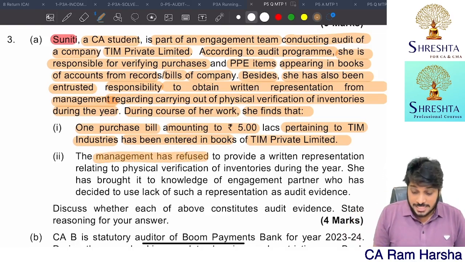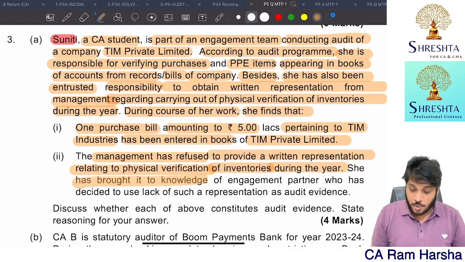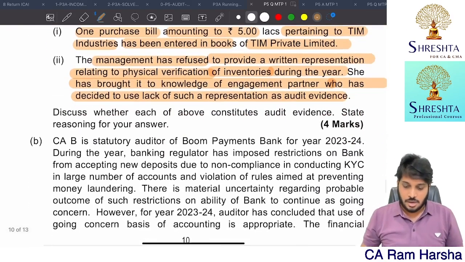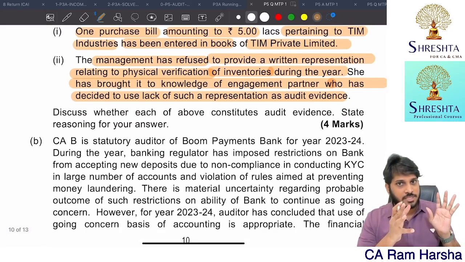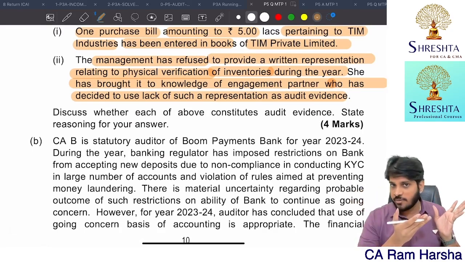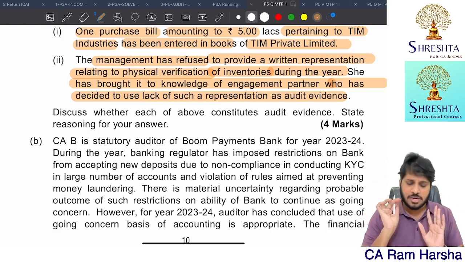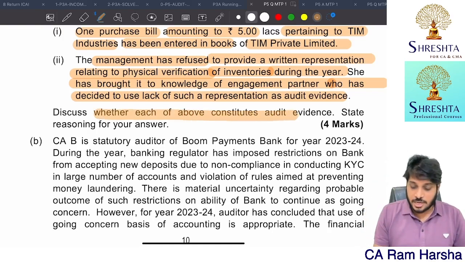The management has refused, another issue, to provide a written representation relating to physical verification of inventory during the year. She has brought it to the knowledge of the engagement partner, who decided to use the lack of such representation as an audit evidence. Okay, so the company is not giving representation. I went and told my partner, sir, they are not giving representation. My partner said, okay, they are not giving, that itself is an evidence. Discuss whether each of the above constitutes evidence. State reasons for your answer.